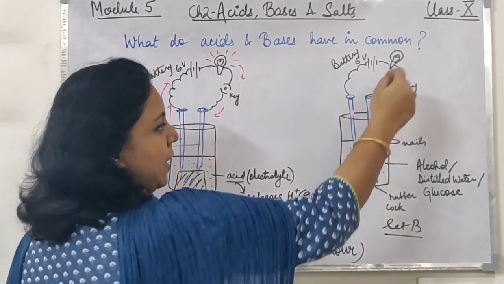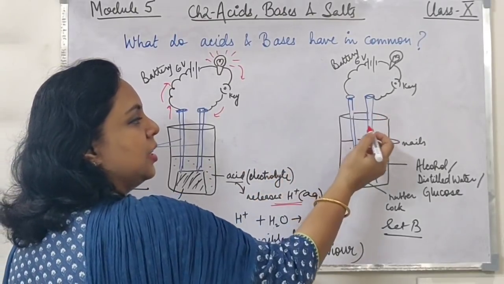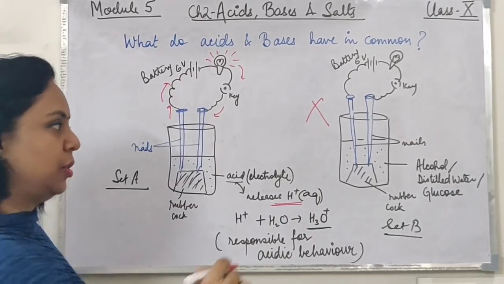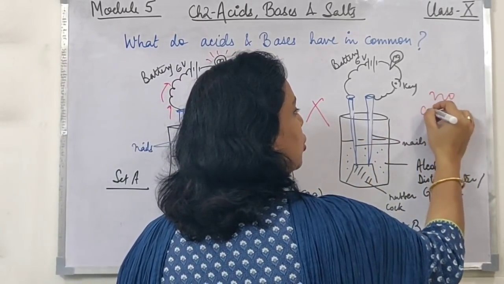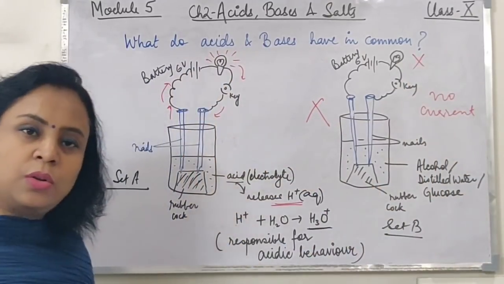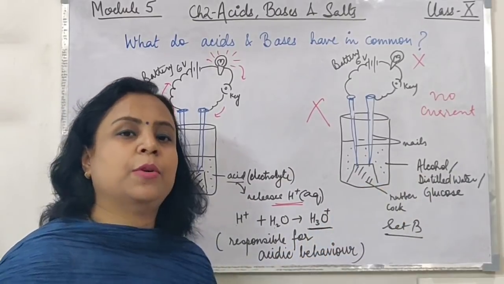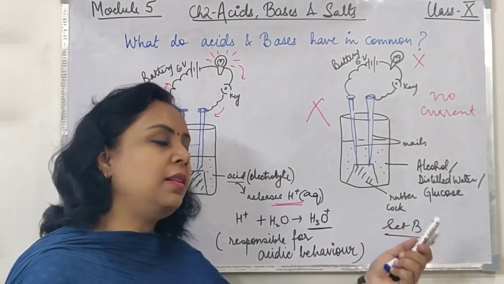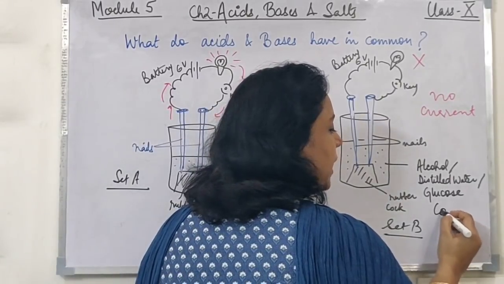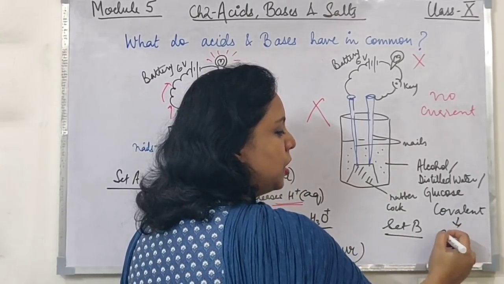So when I close the switch, I will observe that no current passes through it. No current. So the bulb will not glow. What does it show? It shows that such compounds like alcohol, distilled water or glucose are covalent compounds and they do not produce ions like acids.